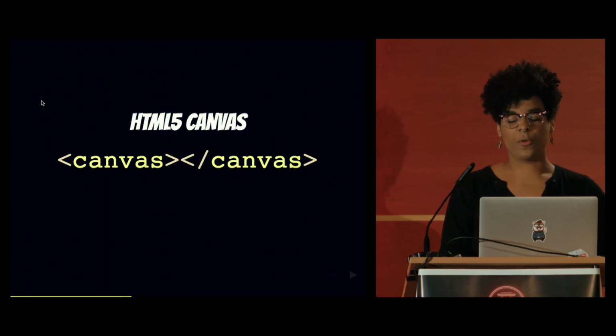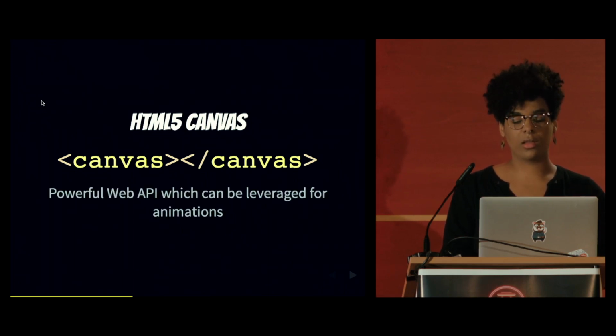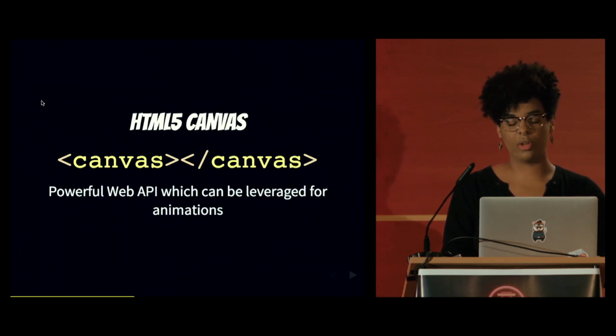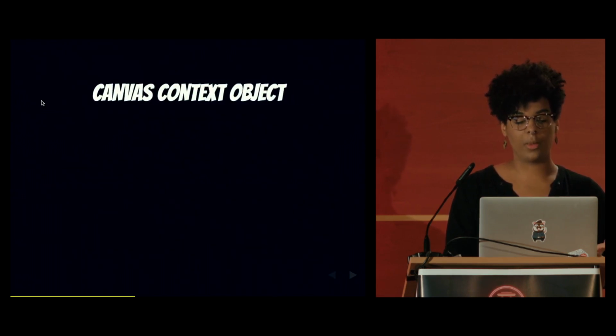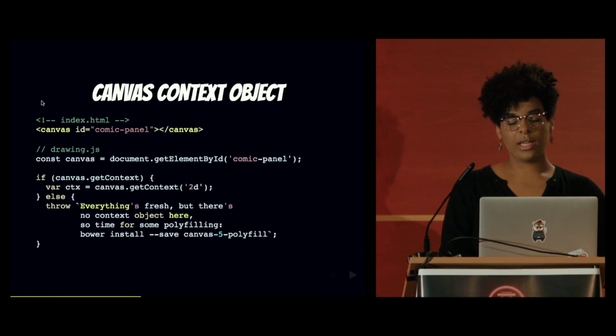If you think about the HTML5 Canvas API, to some of us, the canvas tag might come to mind. It's a simple tag that we can just include in our HTML, and this already gives us access to a very powerful web API. We can also get access to the Canvas context object.